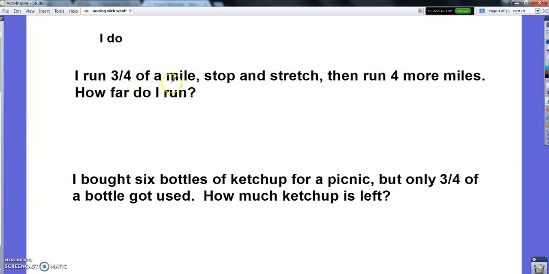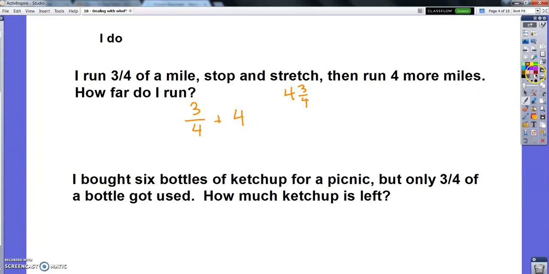So this is an addition problem, right? I'm going to take this 3/4 before my break, add it to my 4 after a break, and now, honestly, this I think is pretty obvious, that you don't even need to really do that. Because the answer I feel like is fairly obviously 4 3/4 when you add those together. But just in case, I'll show you what you could do.